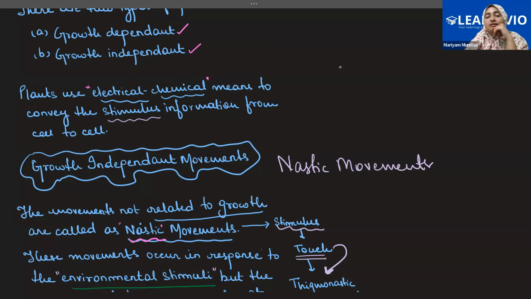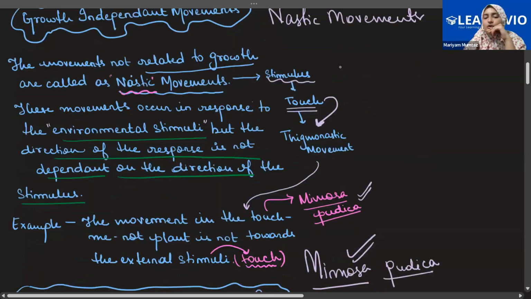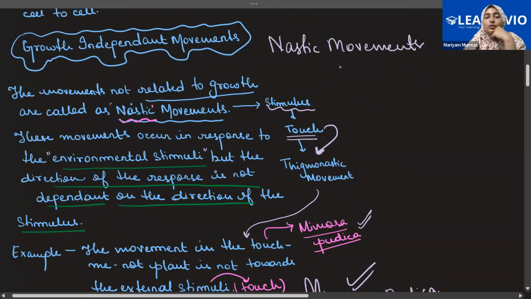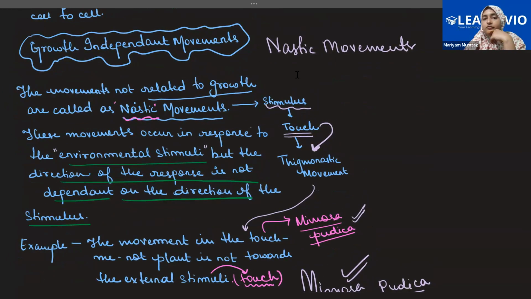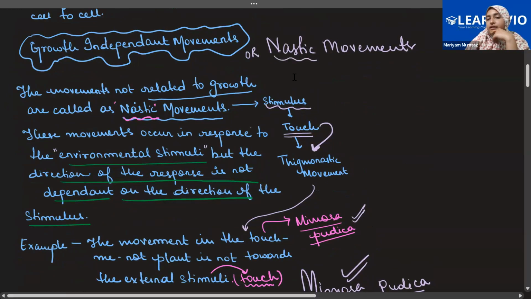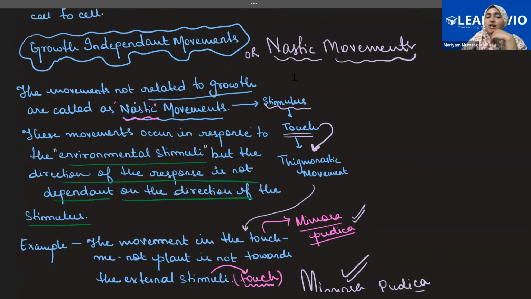The first one that we are going to talk about is a very small unit about the growth independent movements. Now see, growth independent movements, you can also call them nastic movements. Now these are the movements shown by the plants which are not related to the growth at all. So that is why it is growth independent movement. We call them nastic movements.